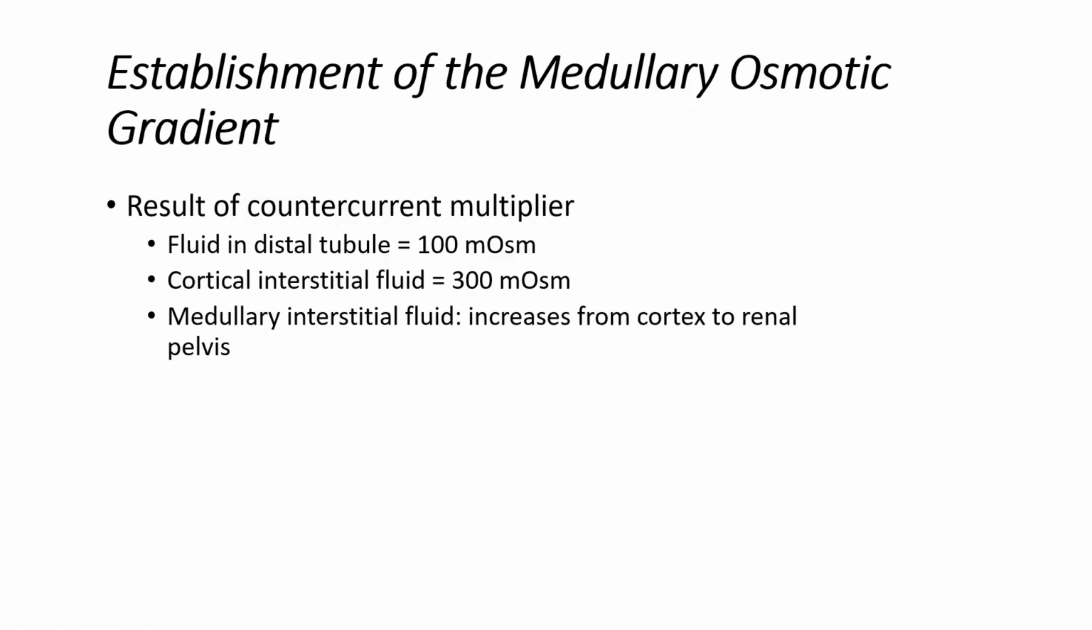Just to recap again, the medullary interstitial fluid osmolarity increases from the cortex down to the renal pelvis. Our tubular fluid goes from 300 milliosmoles coming from the proximal tubule to about 1200 to 1400 at the deepest part of the tubule, and then back down to 100 milliosmoles in the distal part of the tubule.